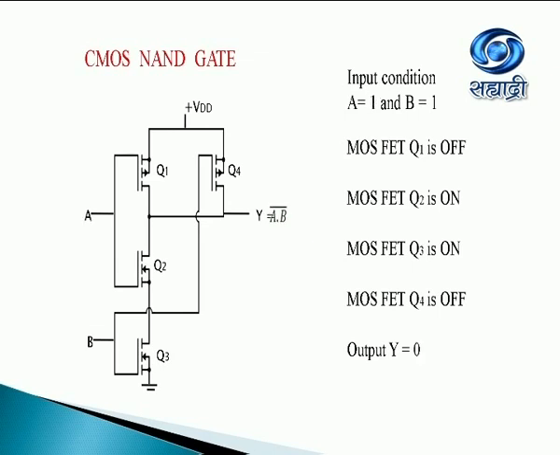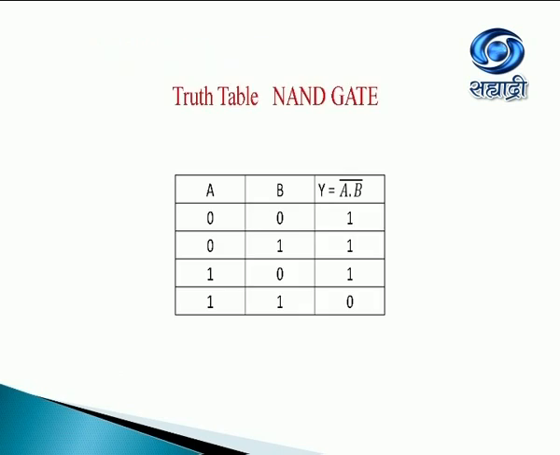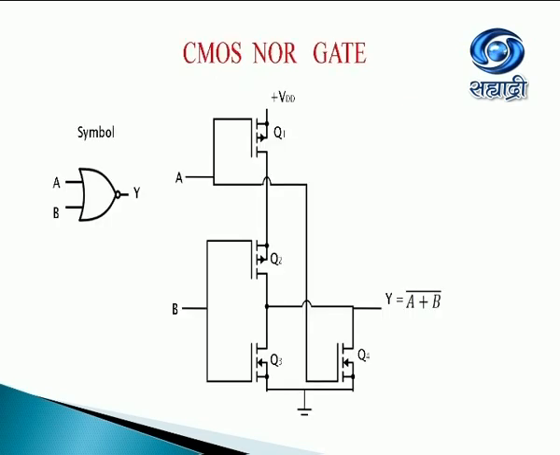And in fourth one, when A is equal to 1 and B is equal to 1, at that time Q1 is off, Q2 is on, Q3 is on, and so output Y is equal to 0. So if we summarize, we get 0, 0, 1, 0, 1, 1, 1, 0, 1, 1, 1, 0.